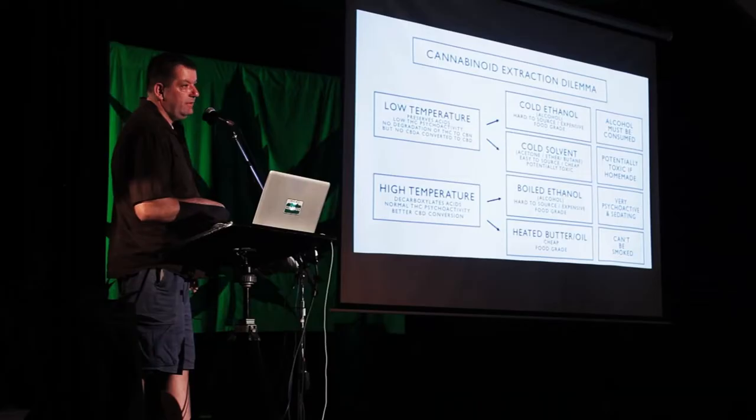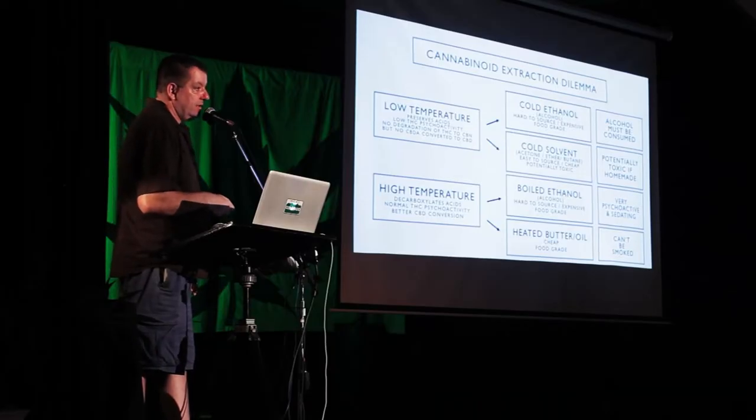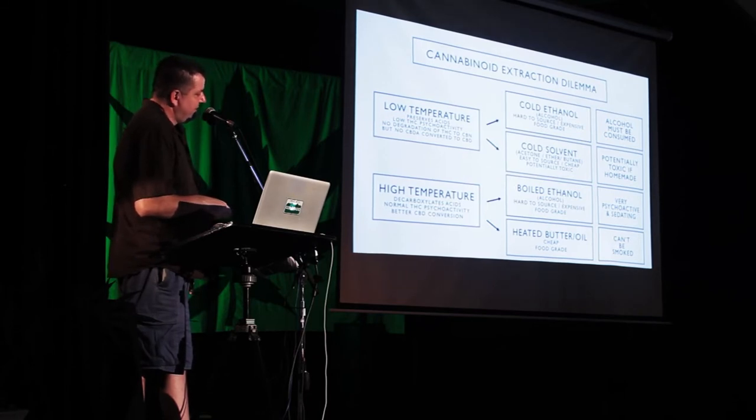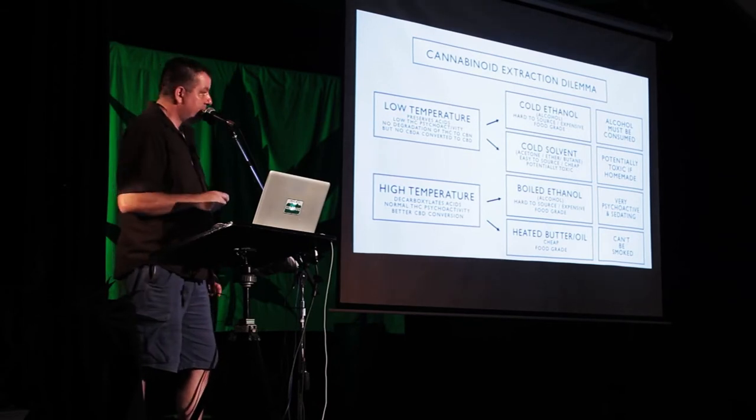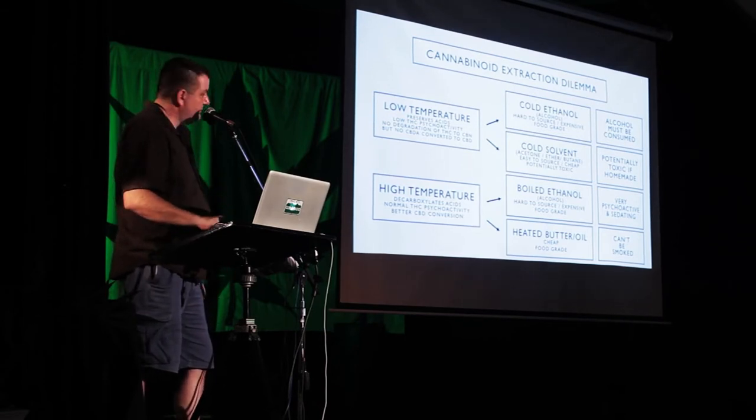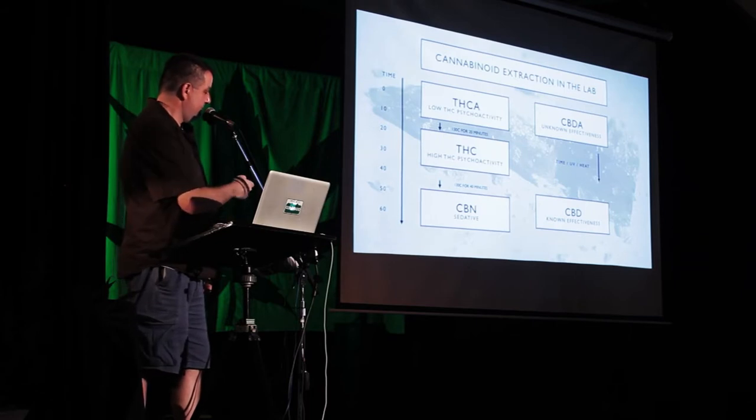The other high temperature method is down here, which would be the coconut oil, the butter kind of methods. Again, the drawback is that they can't be smoked, but also because of the high temperature, all of it would be converted. So you'd be dealing with a CBN CBD product.